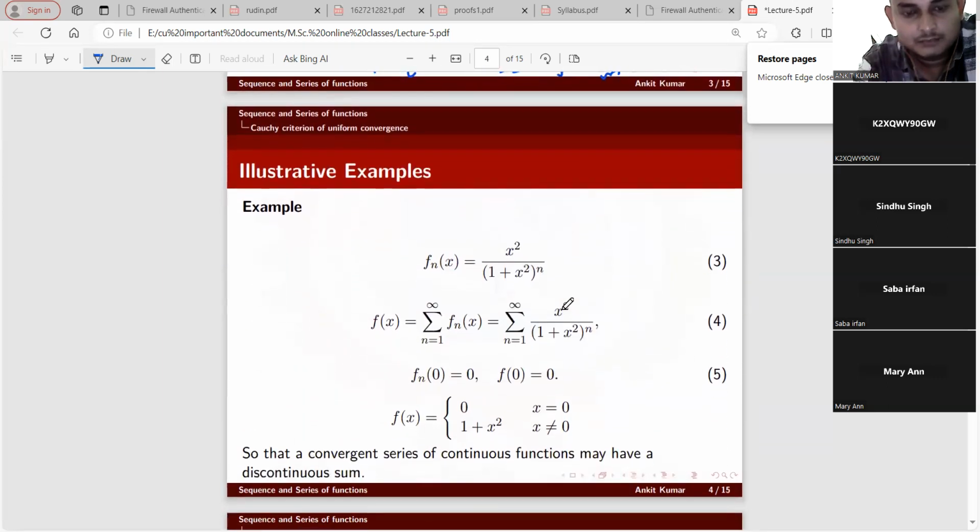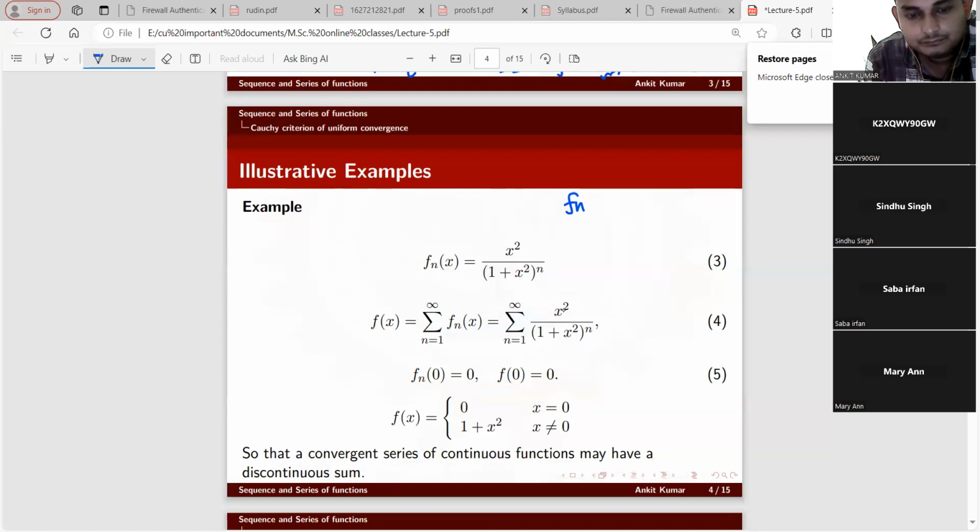Now we evaluate some illustrative examples. So first is f_n(x) equal to x square upon (1 plus x square) to the power n. If we put x equal to 0, then what is the value? f_n(0) is 0, so f(0) is equal to 0.